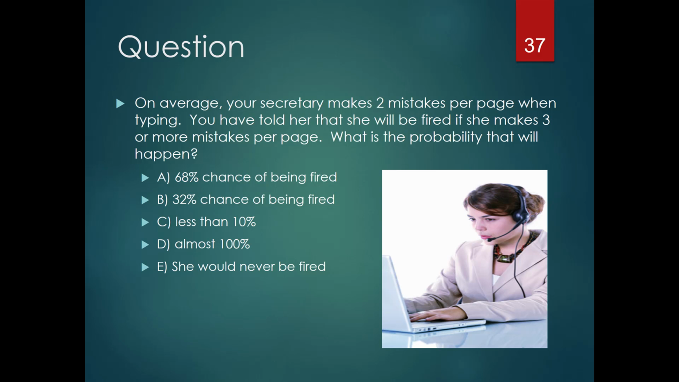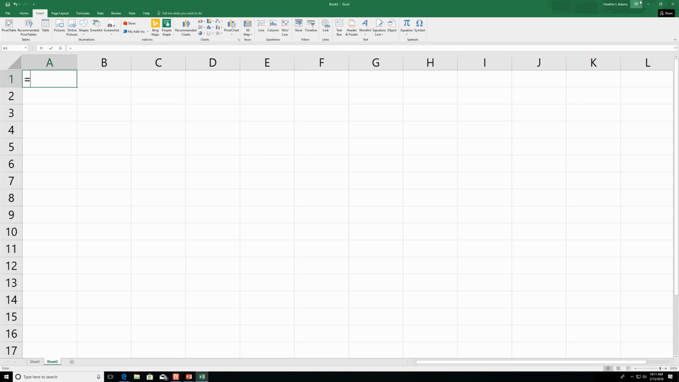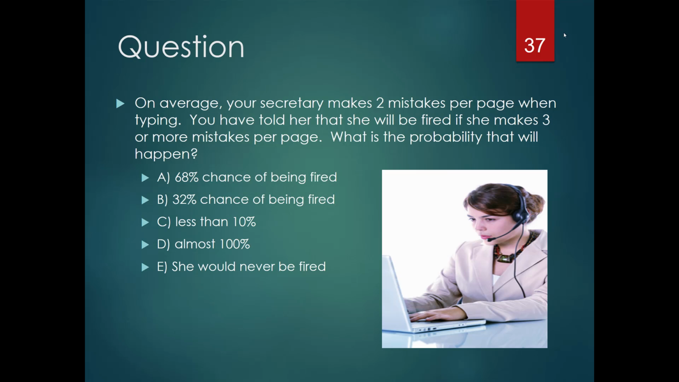So we want to know the probability of 3 or more, which means the complement is 2 or less, or 2 or fewer. And I know it's a Poisson, so I'm going to go to Excel, do equals, and I know it's 1 minus, so I can do the 1 minus here or just wait till I have the probability and then do 1 minus. The complement to 3 or more is 2 or less, so I'm going to put 2. Average was 2, and I want the cumulative. And I already did the 1 minus, so the chance of her being fired is 32%. Okay, so B.